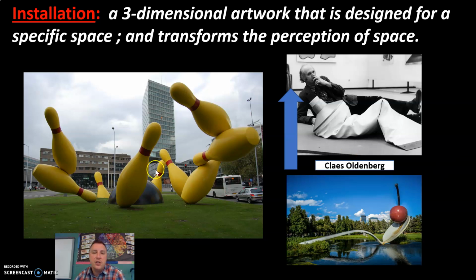And then you even have these two artworks of this bowling ball making these pins fly over and this huge spoon with the cherry at the tip. These are actual installation artworks that he created. I'm not quite sure of the actual locations for each of these, but feel free to research that. He is a famous artist, most known for his installation artwork pieces. So that is your final vocabulary word.